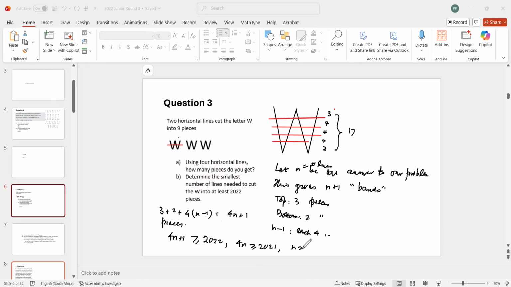And you got n is greater or equal to 505 and a quarter. You divide this by 4, but you want n to be a whole number. So the smallest n, we said n is the smallest. It's the answer to our problem. So n must be 506. That's the smallest counting number that is greater than 505 and a quarter. Okay, so that's the answer to our problem.